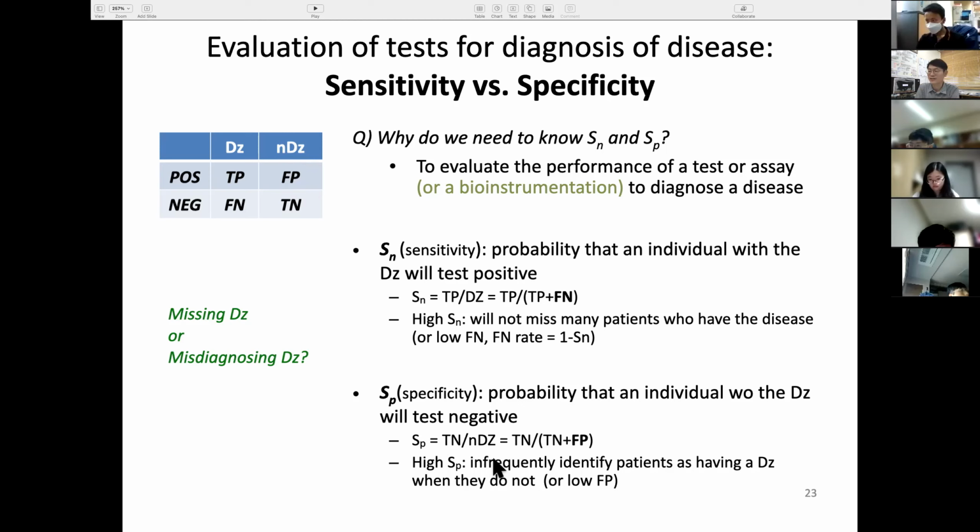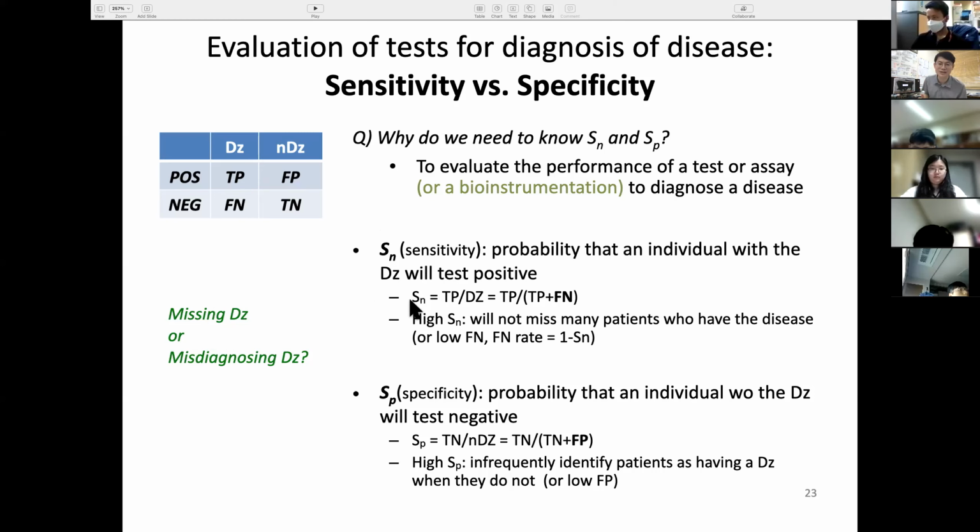Why is this important? Let me give you two examples. When we are dealing with a disease such as early stage cancer, if you find it early, you can save your life. In that case, you don't want to miss the disease, which means you don't want a false negative, so you need high sensitivity.